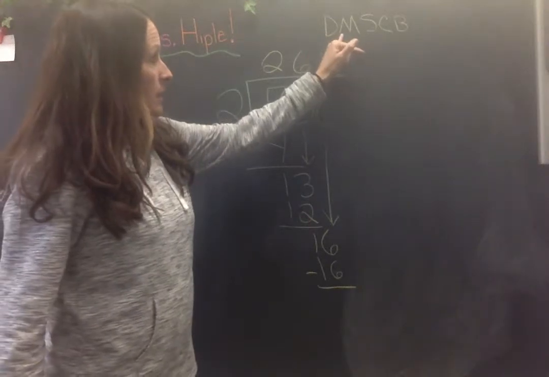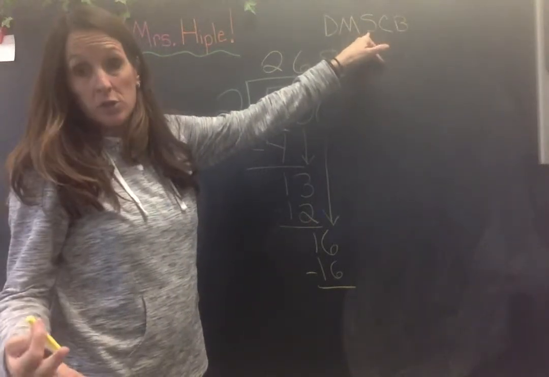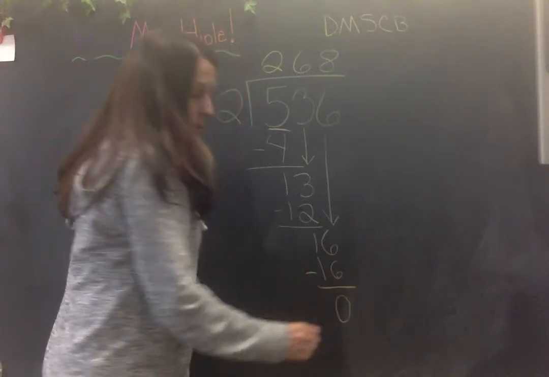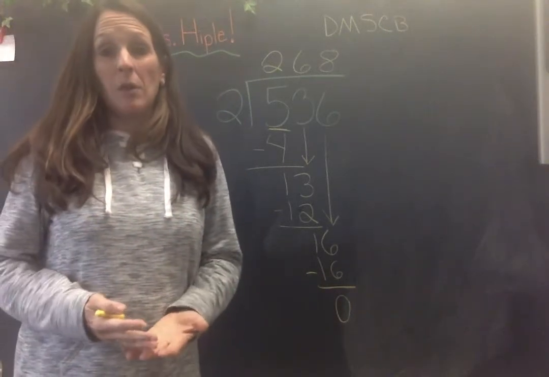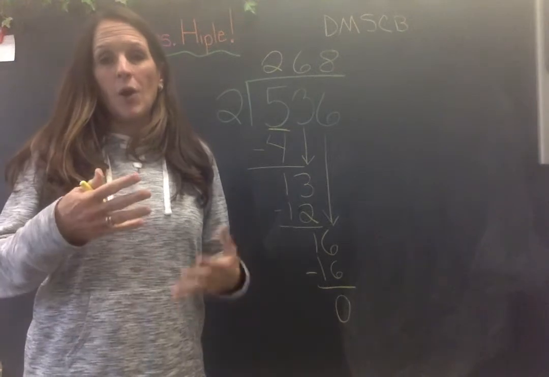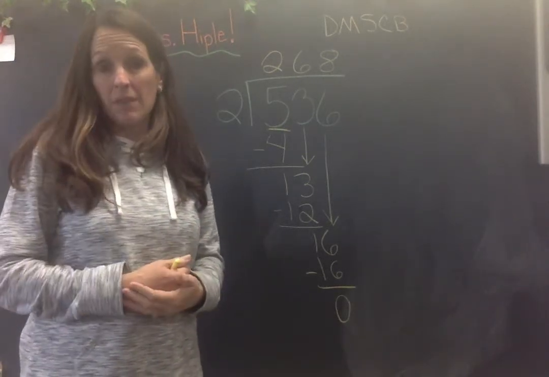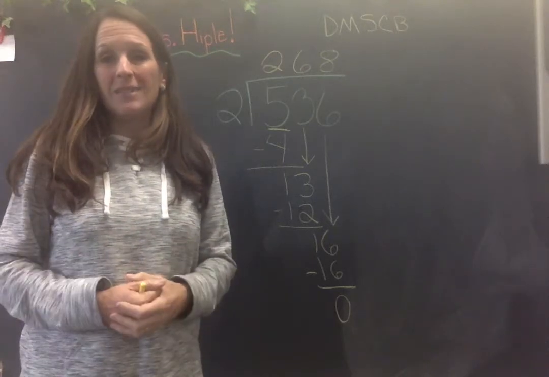Next, I divided, I multiplied. Now I'm going to subtract. 16 minus 16 is 0. Once I get to a 0 on the bottom, or I have a remainder, whatever your teacher tells you to do, you're done. So this came out evenly. So I'm done. Nice job.